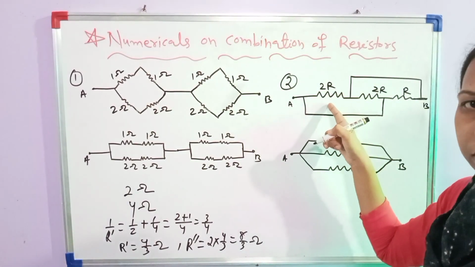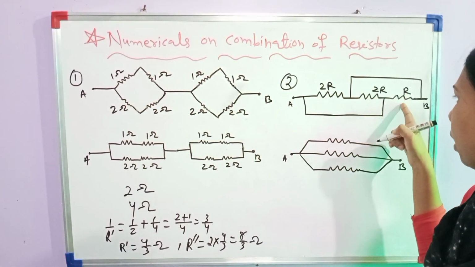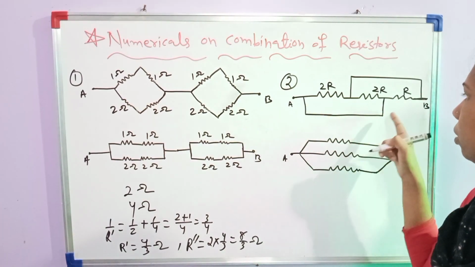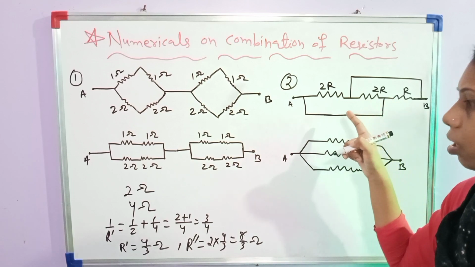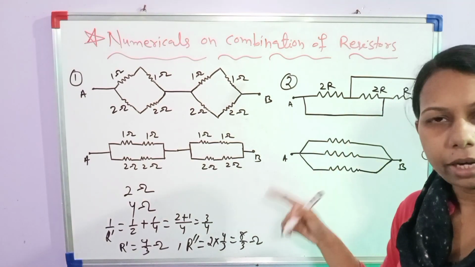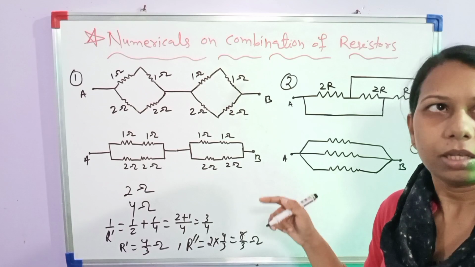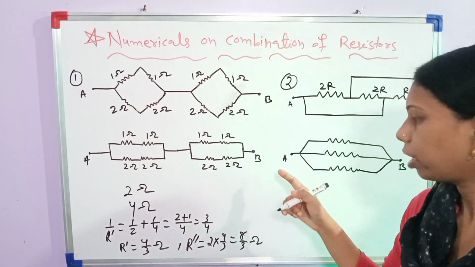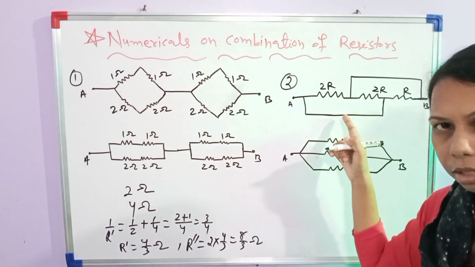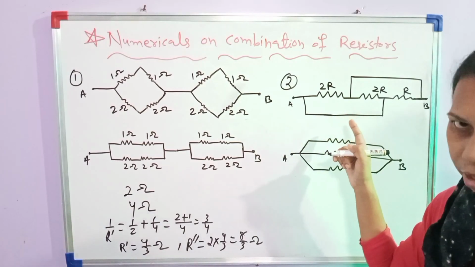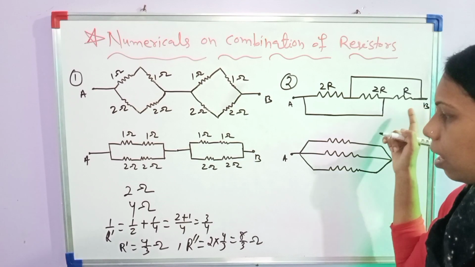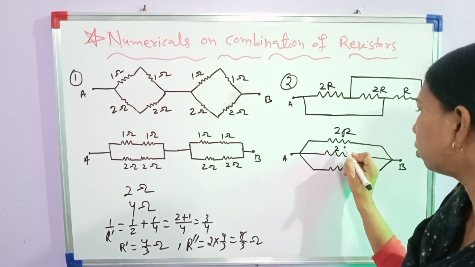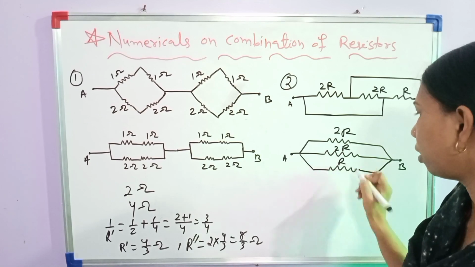Here 2R and R, but there is a connection in between the resistors. You know, when current will be divided, then the combination will be a parallel combination. So we will draw the equivalent circuit of the given combination. Here all the three resistors 2R, 2R and R are in parallel. This is 2R, this is 2R, this is R.